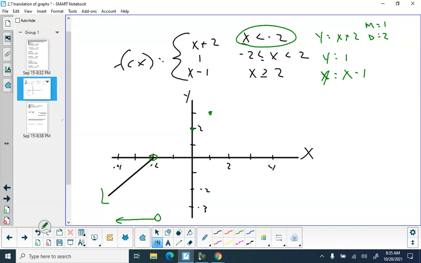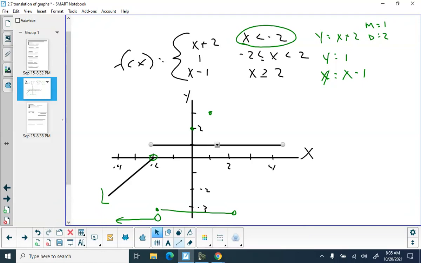Y equals 1 is just going to be a horizontal line at y equals 1. So we have a horizontal line there, and we have to shrink that down to a solid dot on -2 and an open dot on +2. So we have to shrink our line down to that. So we have a solid dot here and an open dot here.